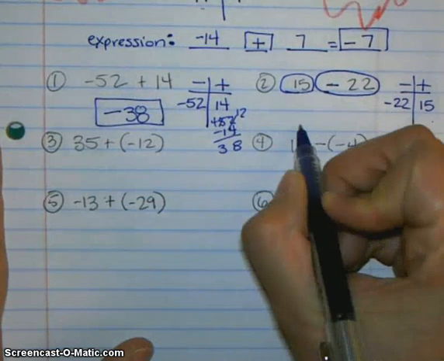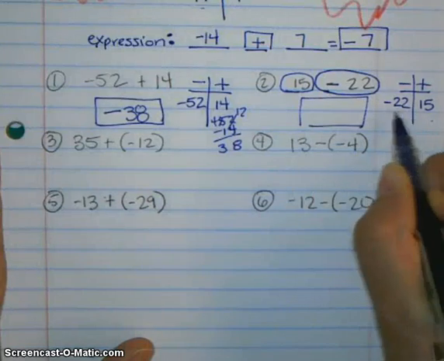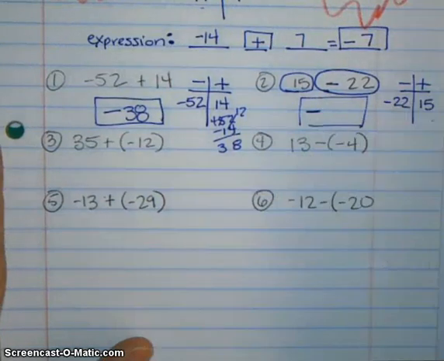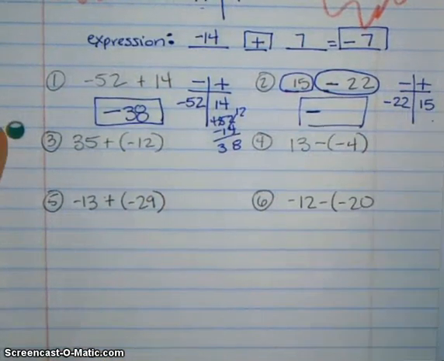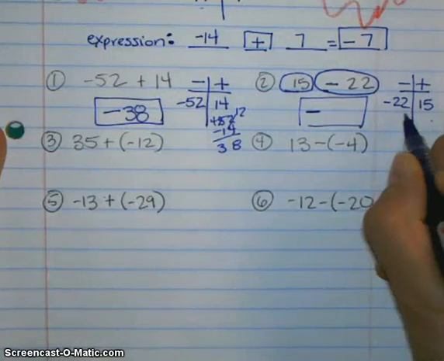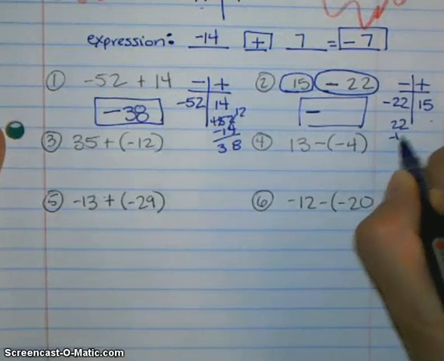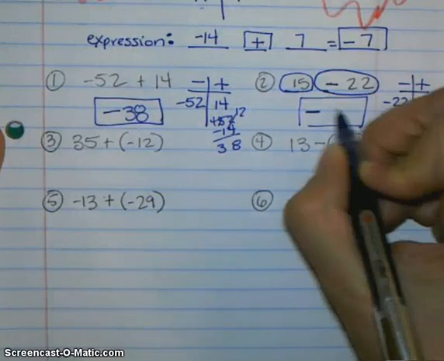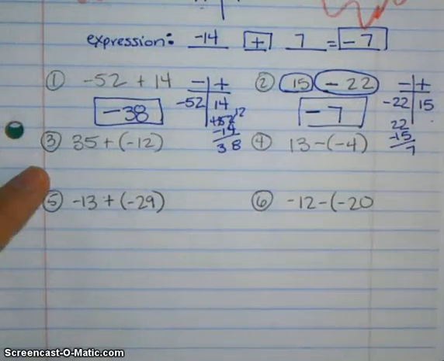So who wins this game? The negative team still has more points, so my answer is going to be negative. And how many points are they going to win by? I'm going to subtract 22 minus 15, and I get 7. So my answer for number 2 is negative 7.